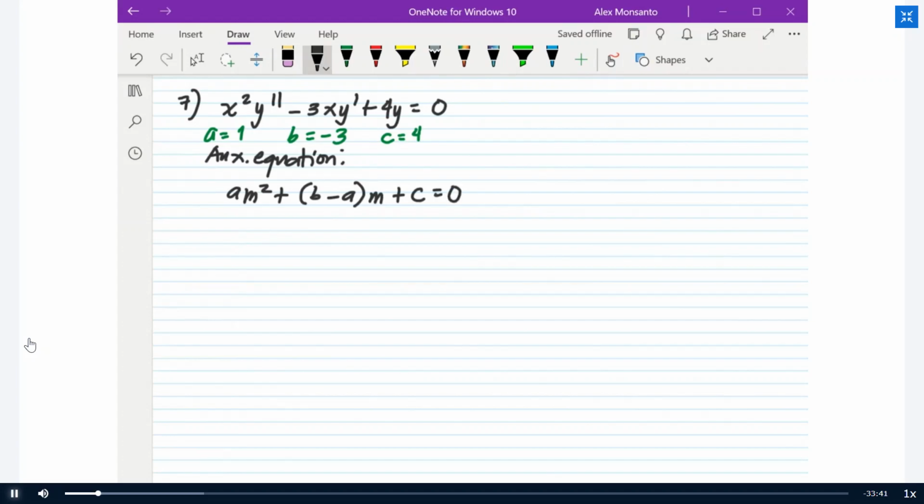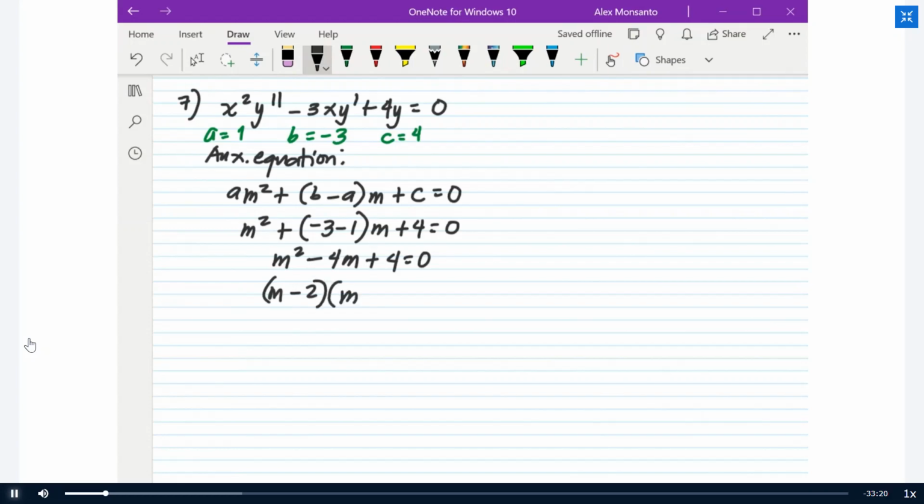So, yung a natin is 1, so therefore, I can write here m squared lang. Plus, yung b natin is negative 3 minus 1, m plus 4 is equal to 0. So that you can have m squared minus 4m plus 4 is equal to 0. Now, solve for m so that we can have m minus 2, then m minus 2. Therefore, yung m natin ay dalawang 2.